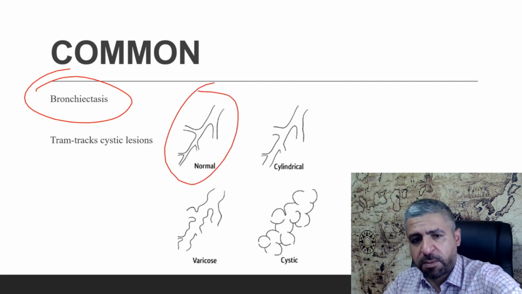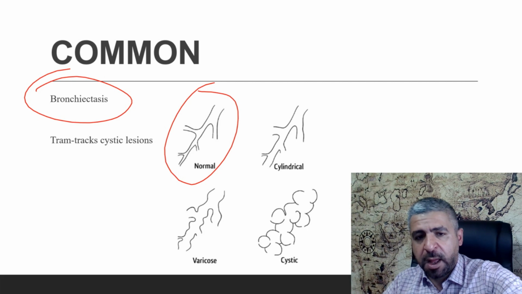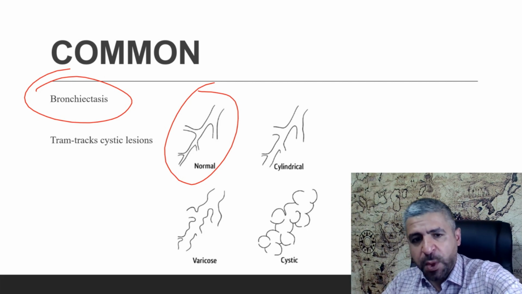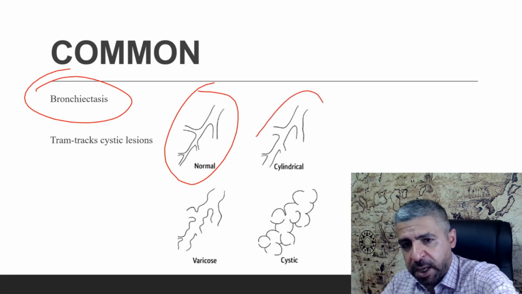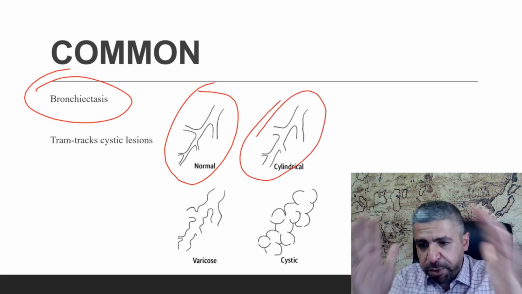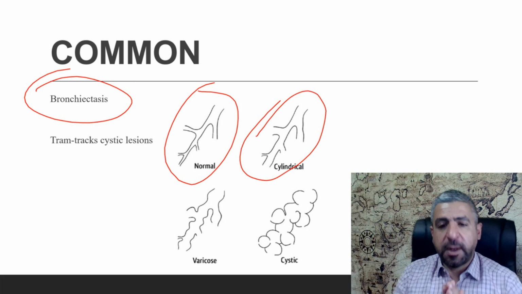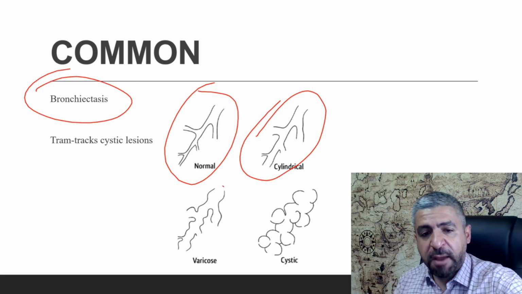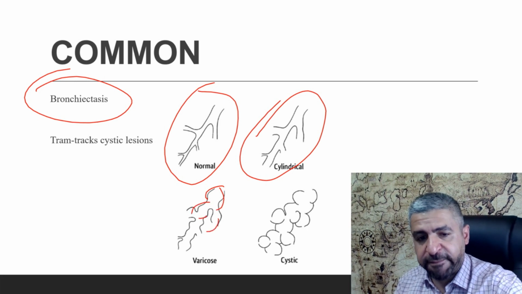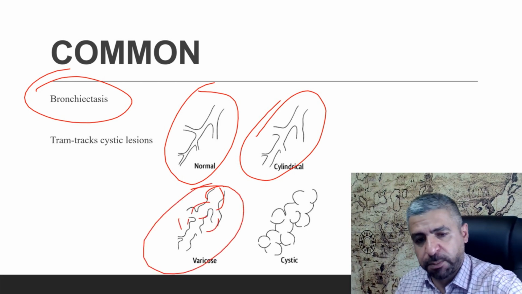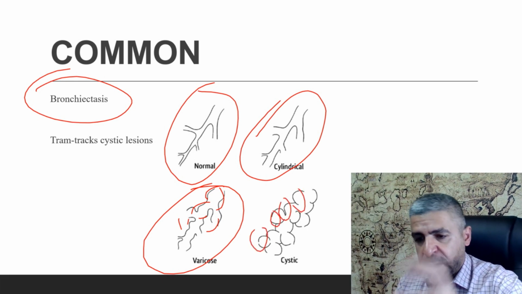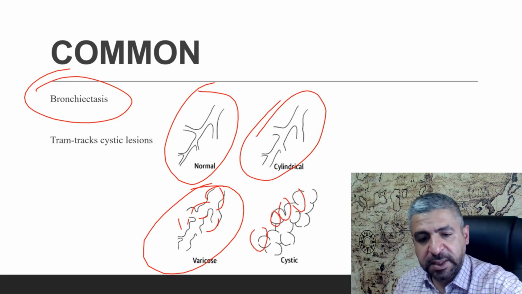First of all, this is the normal appearance of the lung bronchi and bronchioles, and when they get dilated, it can be in a smooth way of dilated bronchi and bronchioles. This is what we call cylindrical bronchiectasis. If it is like a varicose vein, we call it varicose bronchiectasis. And if it is multiloculated, we call it cystic bronchiectasis.